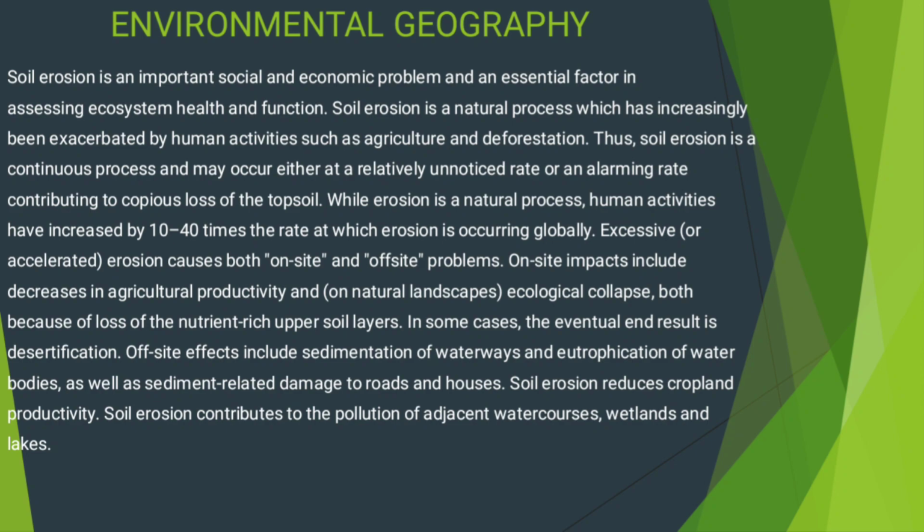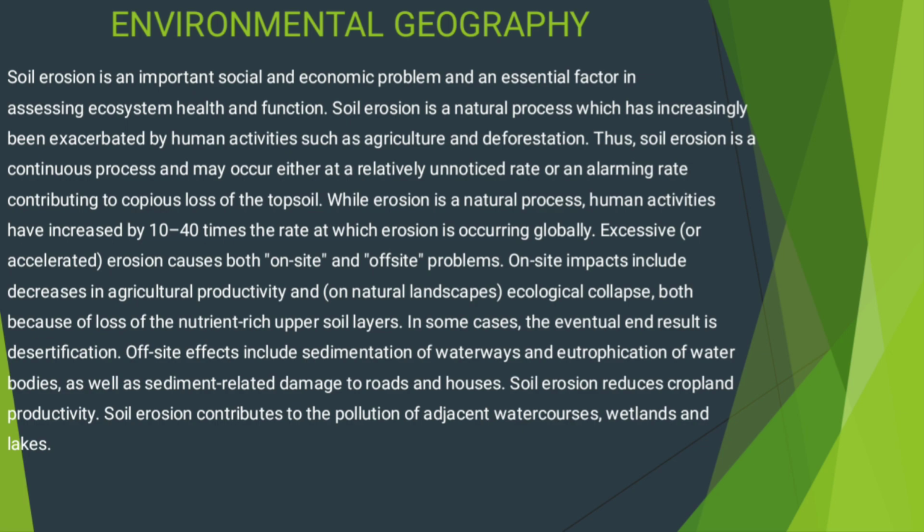As we all know, erosion is a natural process which is accelerated by human activities. And excessive erosion causes both on-site and off-site problems. Examples of on-site impacts include decrease in agricultural productivity and also ecological collapse. And in some cases, the eventual end result is desertification.